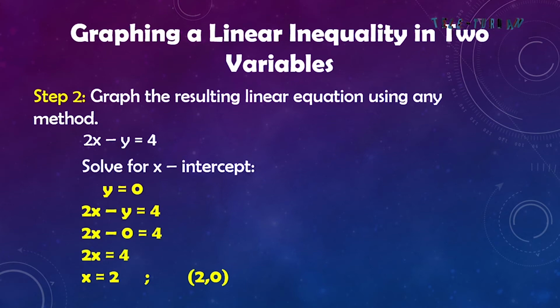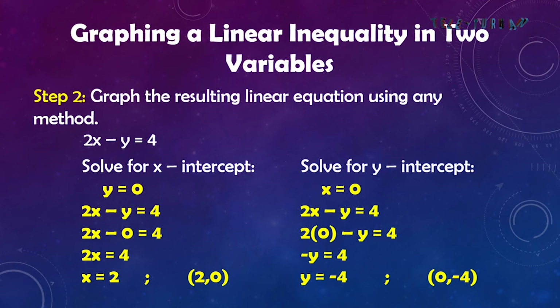Solving for the x-intercept, we let y is equal to 0. So 2x minus 0 is equal to 4, 2x is equal to 4, and x is equal to 2. Therefore, the x-intercept is at (2, 0). Solving for the y-intercept, we let x be equal to 0. So 2 times 0 minus y is equal to 4, negative y is equal to 4, y is equal to negative 4. Therefore, the y-intercept is at (0, -4).